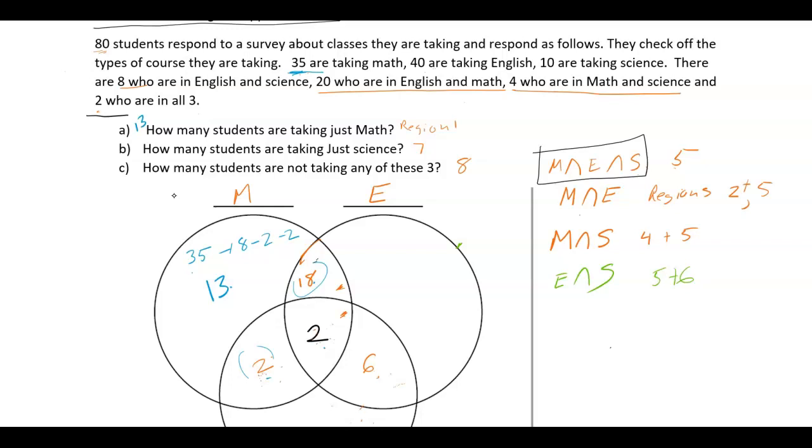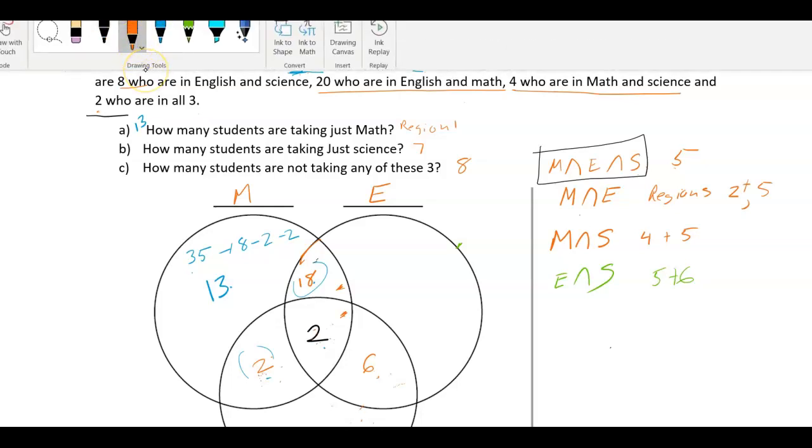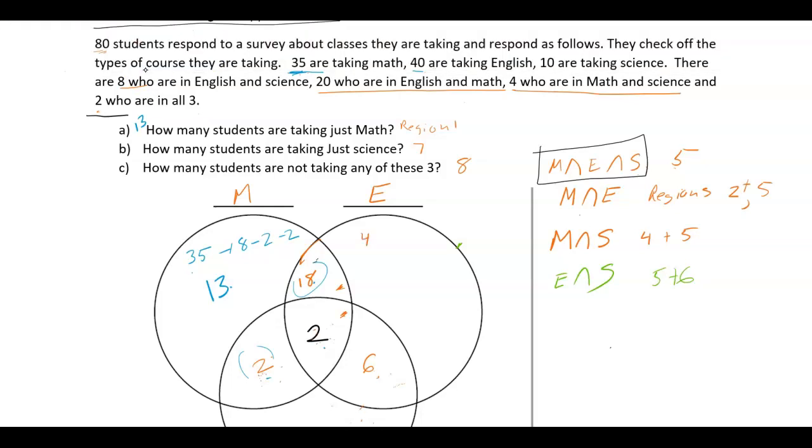Now, how many are just taking English? I didn't ask that question, but I can fill that in. So I have a total of 40 in English. So this is going to be 40 minus the 18 minus the 2 minus the 6. I subtract all the ones I've already accounted for, and that should be 14. That's 18, 2 is 20, 26. 40 minus 26 is 14. Okay, so there's 14 in just English.